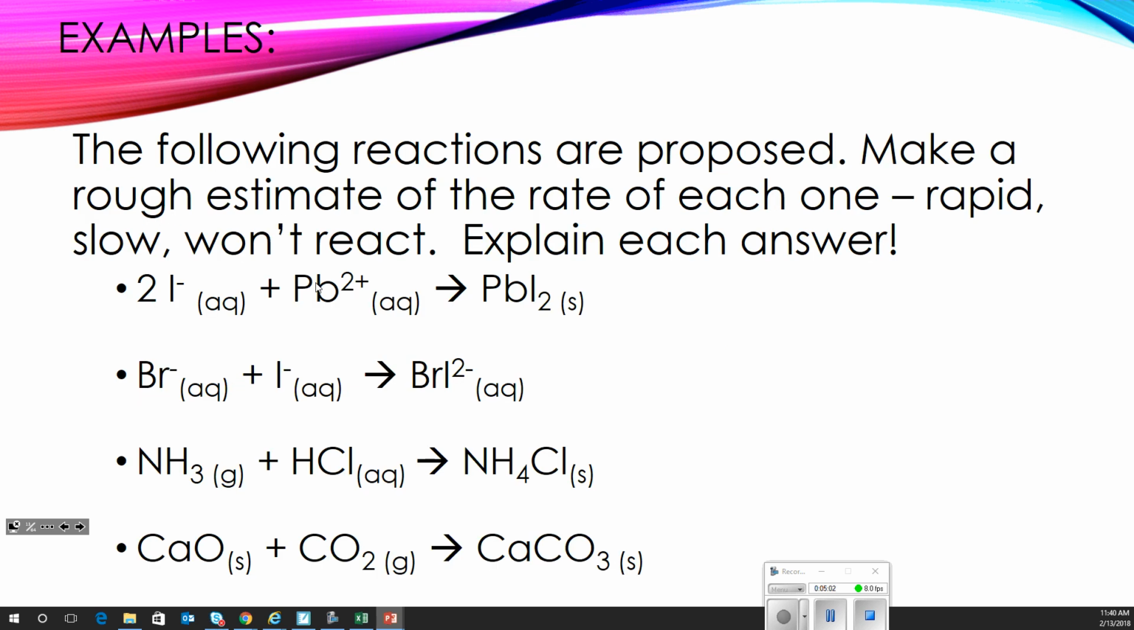Okay, so let's look at these reactions. We need to be able to look at a reaction and say, okay, what's going on here? Is the reaction rate going to be quick? Is it going to be slow? Is it not going to happen at all?